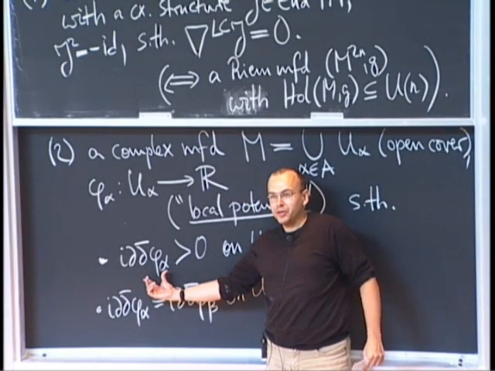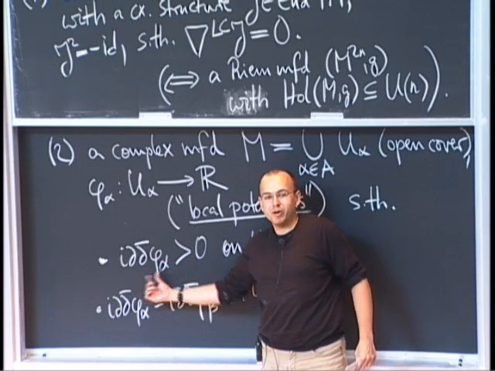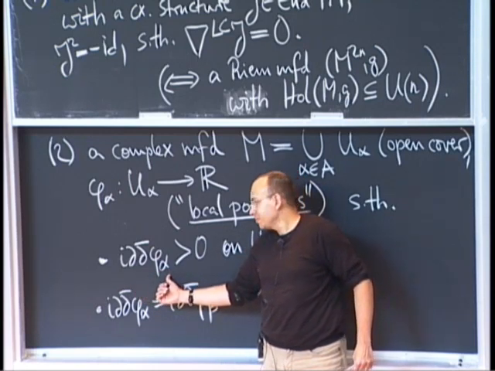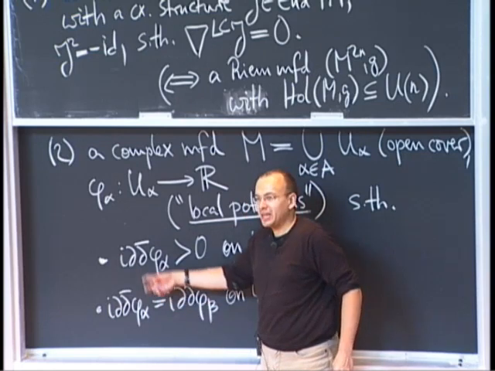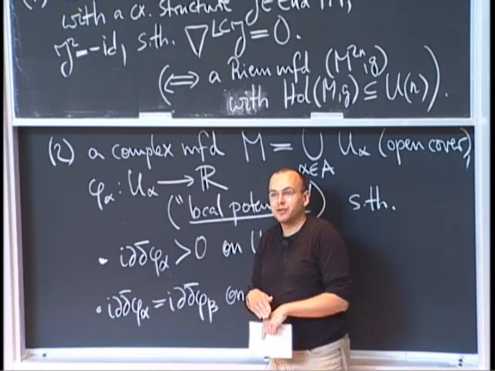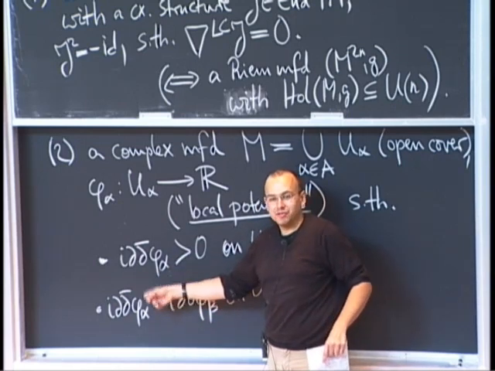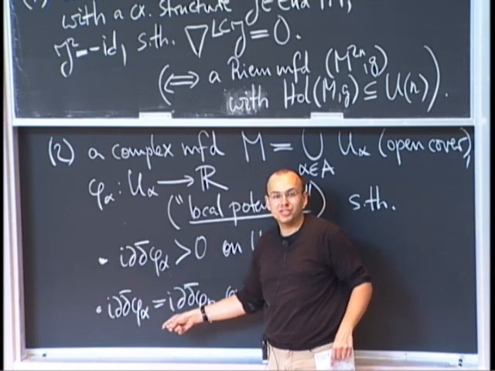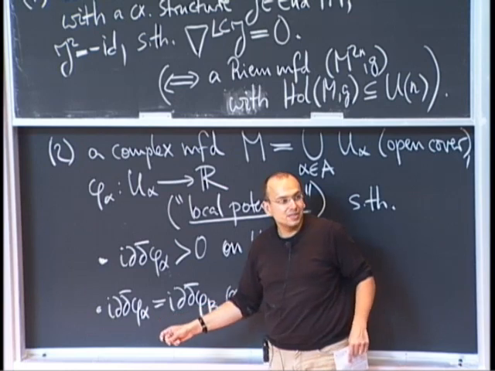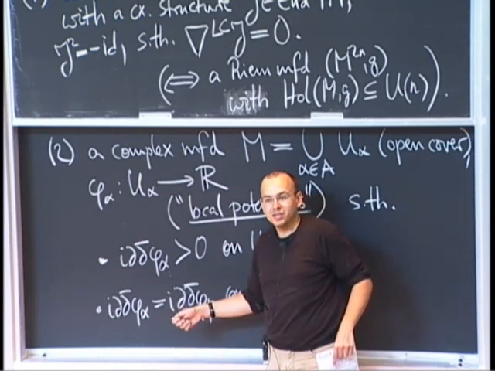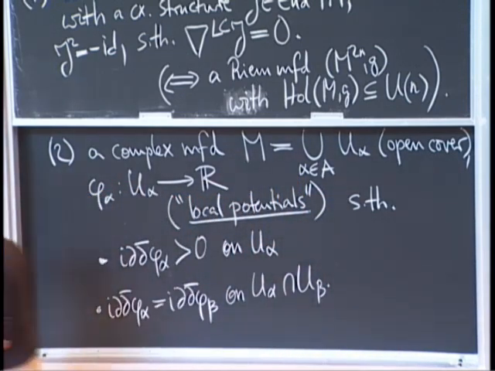There's an interesting structure that comes up here. So if you think about it, locally you're able to write your metric as dd bar of some function, and you're requiring that the dd bars of these functions coincide on overlaps. So the phi's don't have to coincide on overlaps, but the dd bars are the same. So that motivates looking at functions whose dd bar is 0. So it's an interesting class of functions.